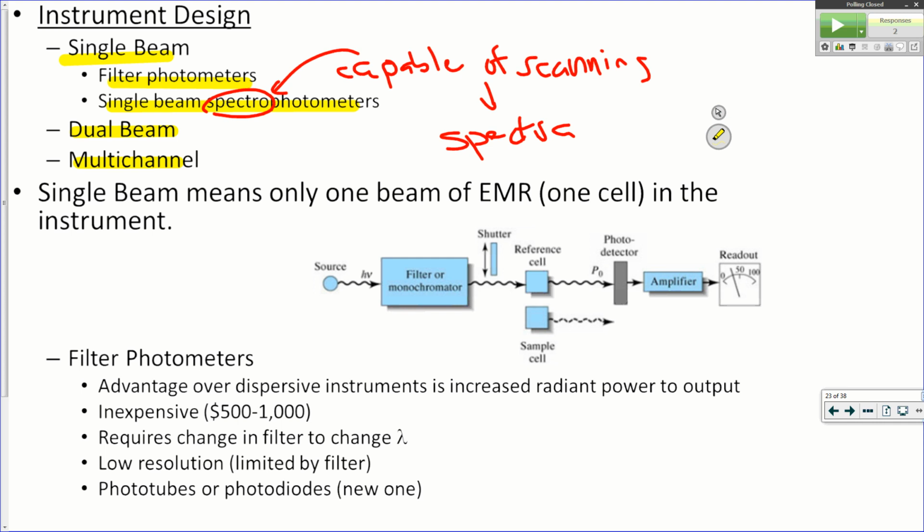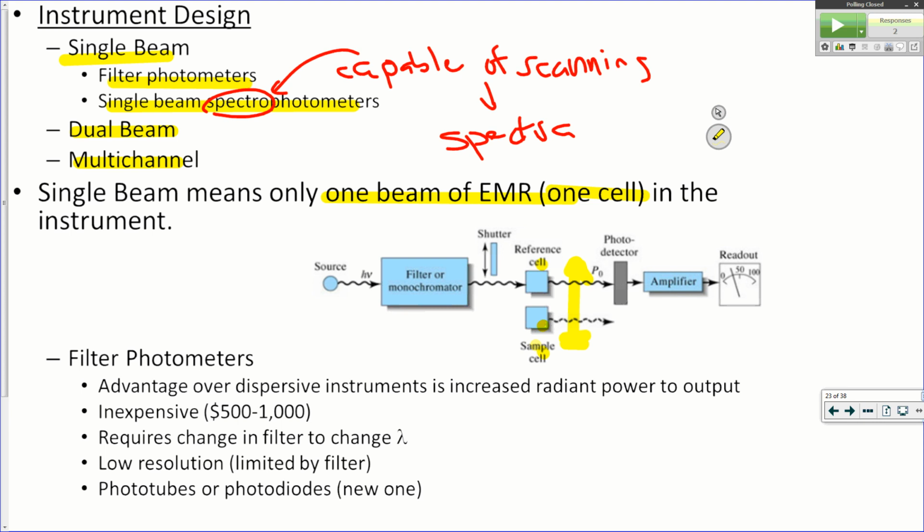So a single beam instrument means simply that there's one beam of electromagnetic radiation passing through the one cell that's present. Now, it may be that we have another sample cell that we could move back and forth, and we could put both a blank and a sample in the instrument at once, but the light's only passing through one at a time.